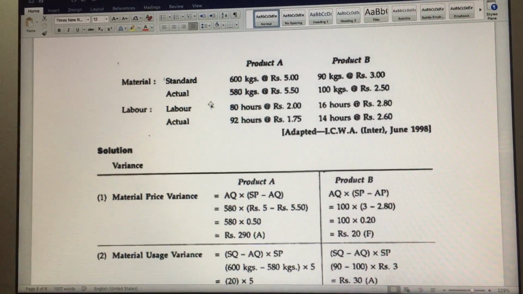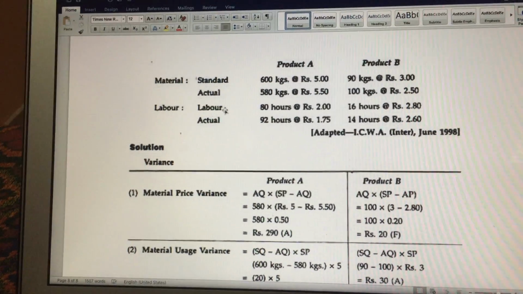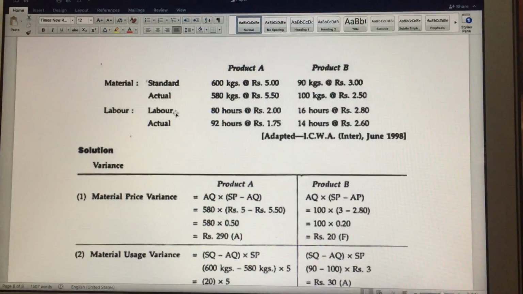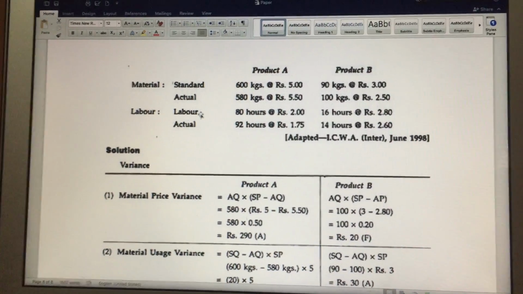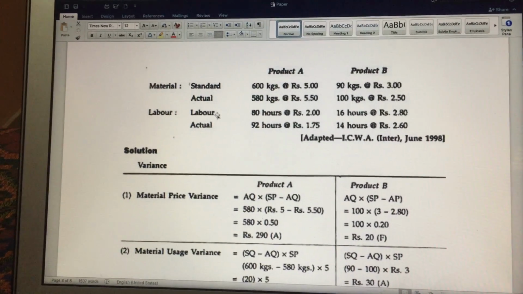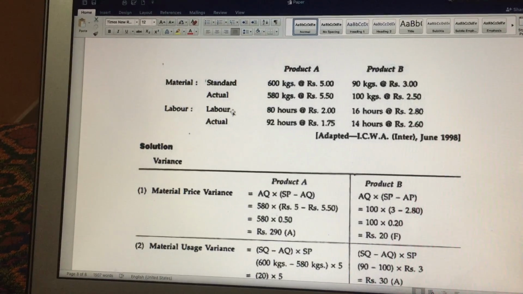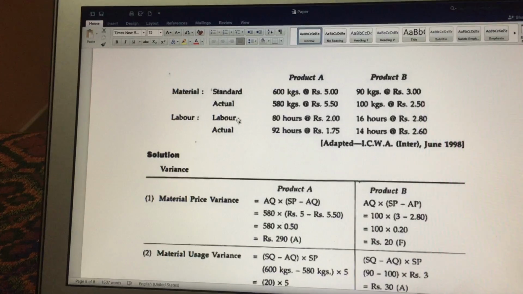So this video basically covers a numerical of standard costing. Before starting this numerical, we should understand what standard costing is. Standard costing is basically that we need to set standards before doing any kind of production activities, and then we compare those standards with the actual activities in order to find the variance.